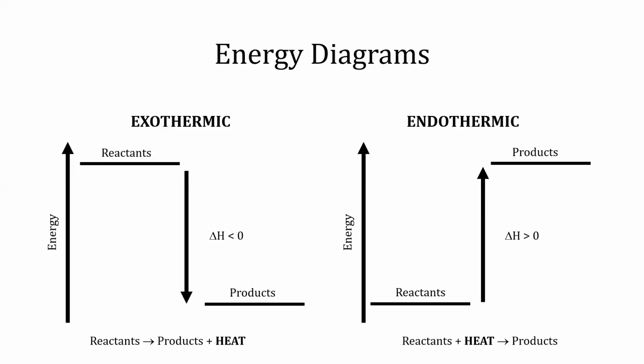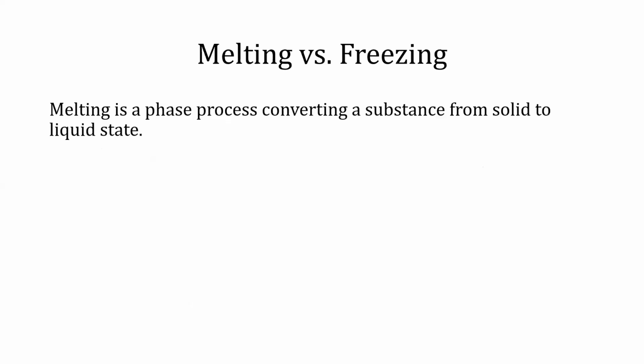Now a discussion on several phase changes involving enthalpy. First is melting and freezing. Melting is a phase change in converting a substance from solid to liquid state. For example, water in the solid state is transformed to water in the liquid state, resulting in the enthalpy change having positive energy units.